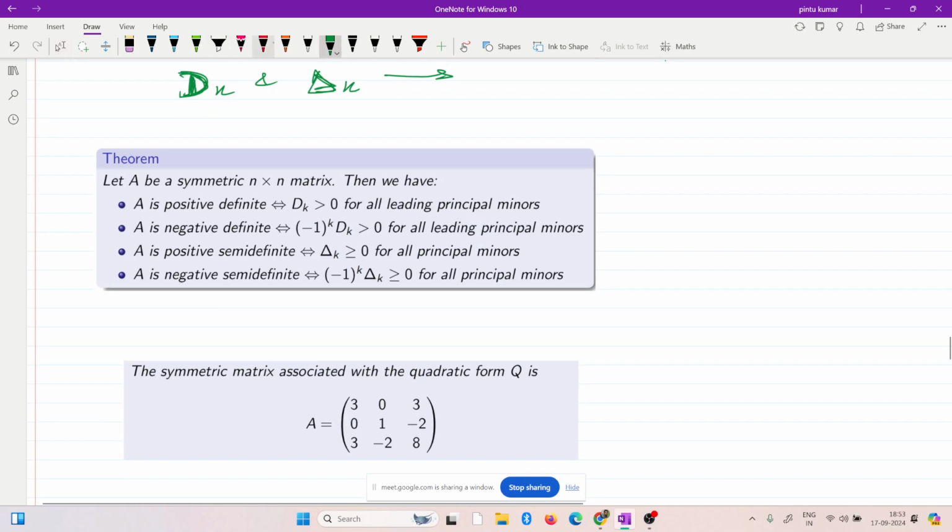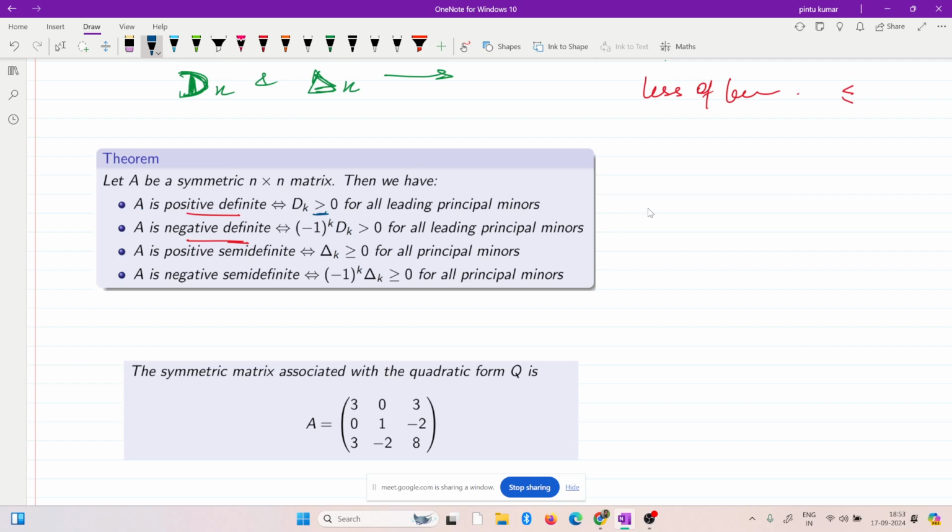What does the first one say? One thing is clear: you have a lesser number of leading principal minors as compared to your total number of principal minors. So in order to check positive definiteness and negative definiteness, you only need to look at the leading principal minors. If all your D_k, that is the determinant of your leading principal minors, is strictly greater than 0, then your A matrix is positive definite.